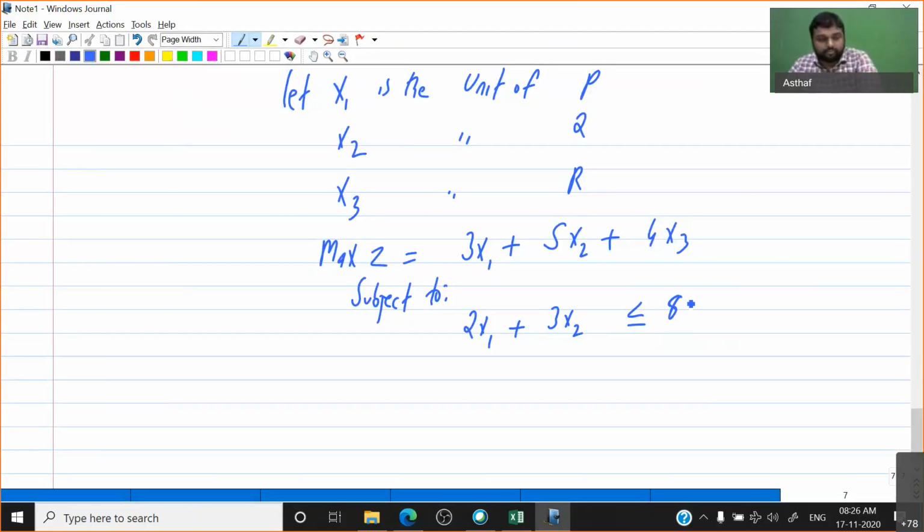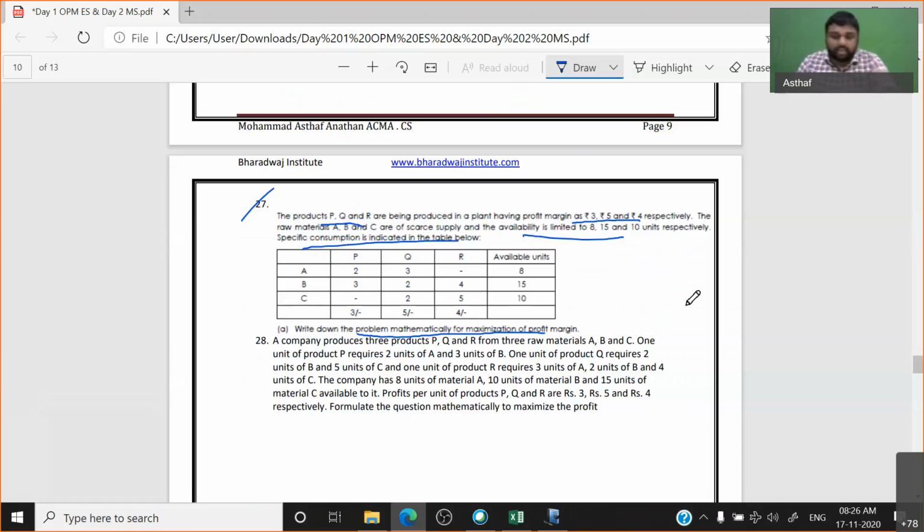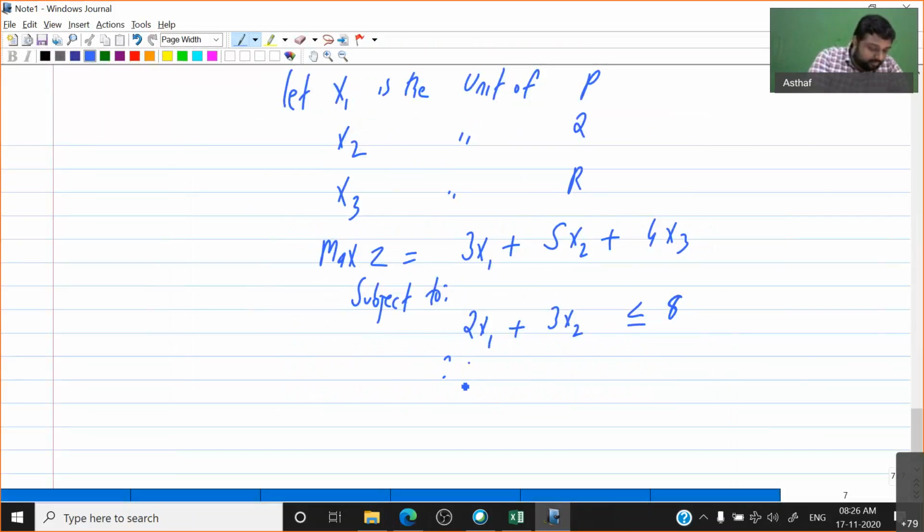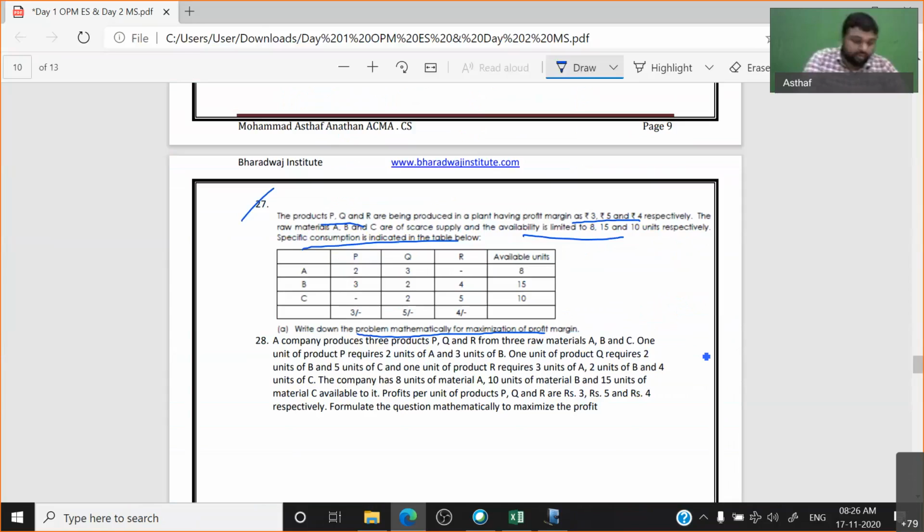What is next? Next is 3x1 plus 2x2 plus 4x3 less than or equal to 50.